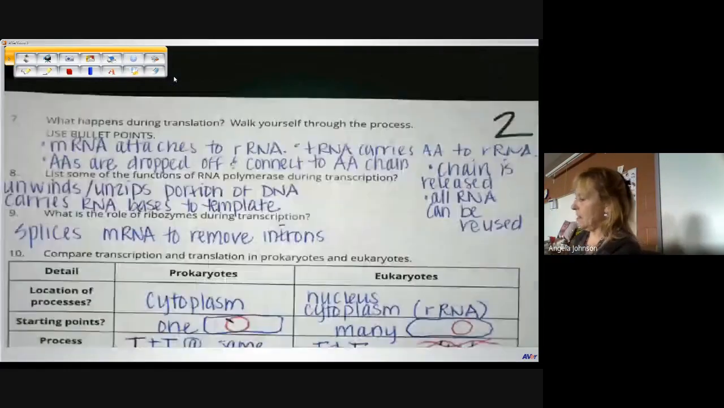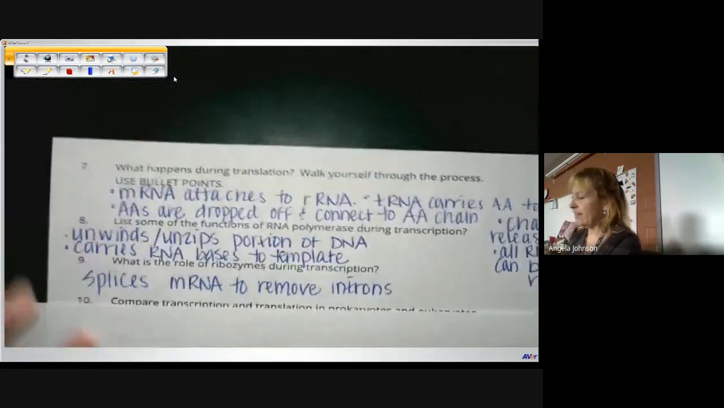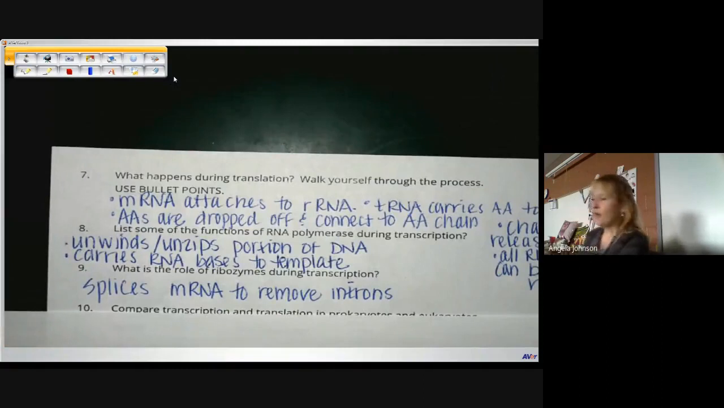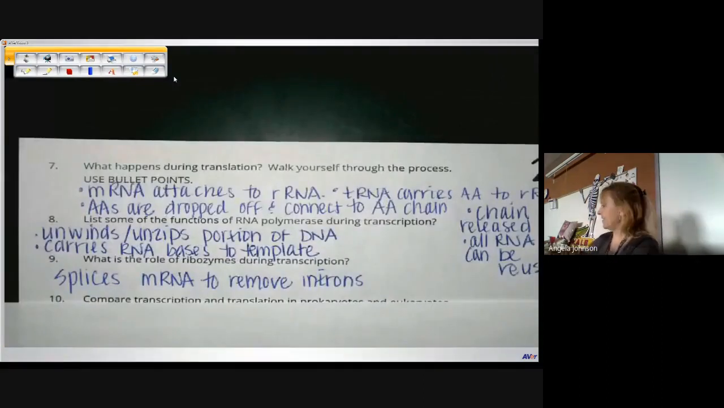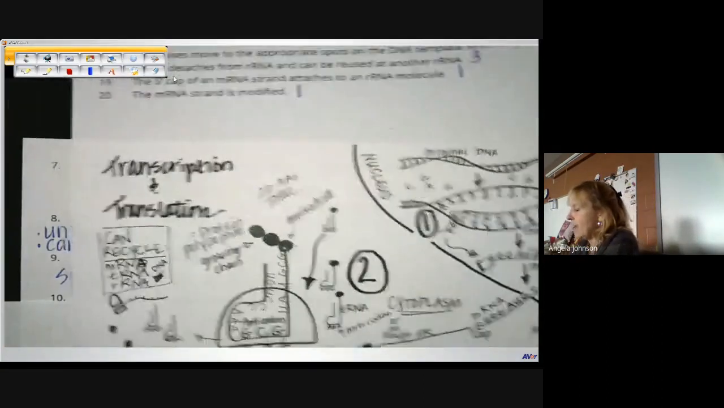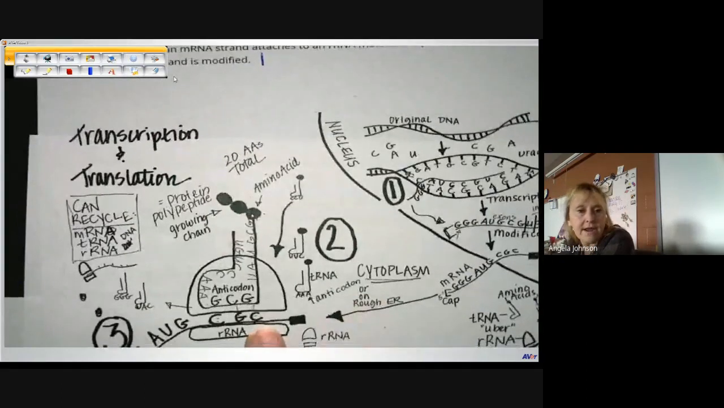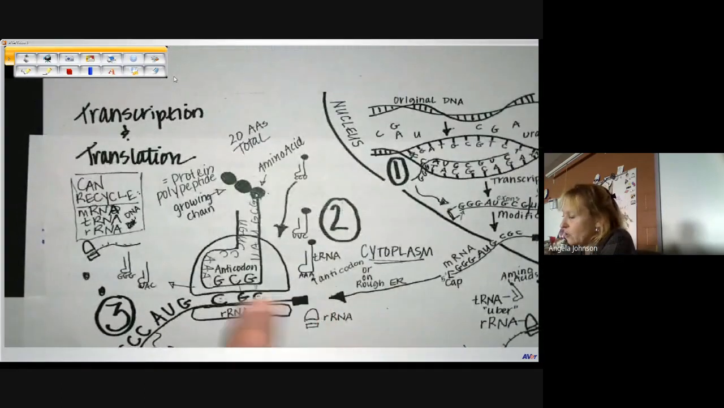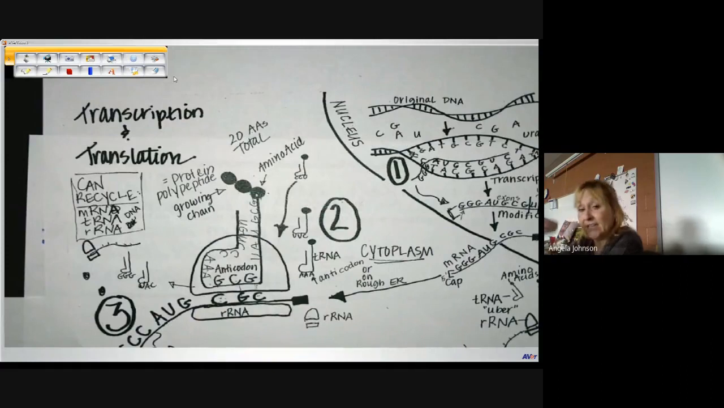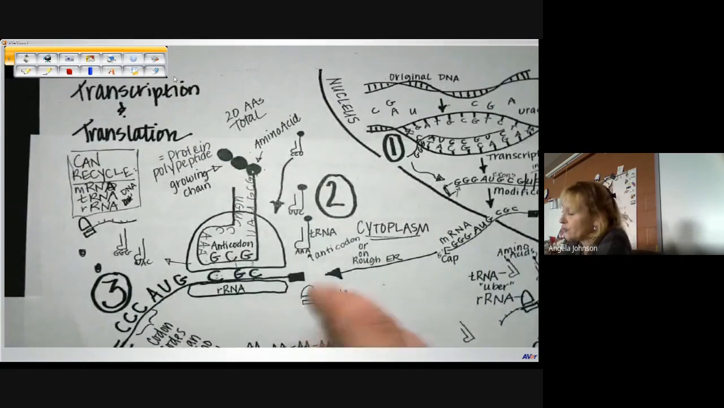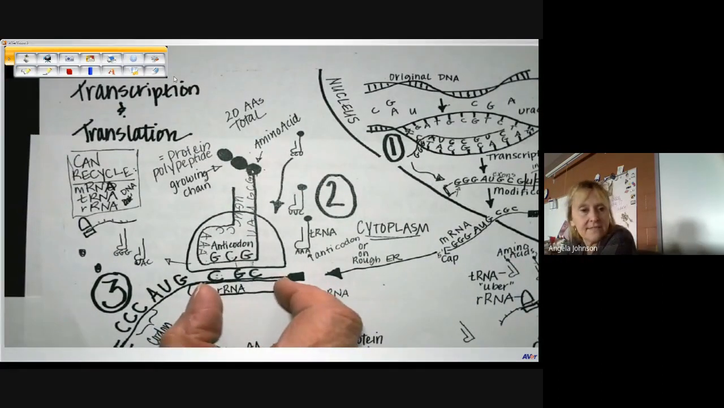Let's see here. Number 7, walk yourself through translation. So the same kind of thing. The mRNA goes to the rRNA. It attaches, actually at the 5' end, and goes through 3 amino acids at a time. Remember, that's called a codon.